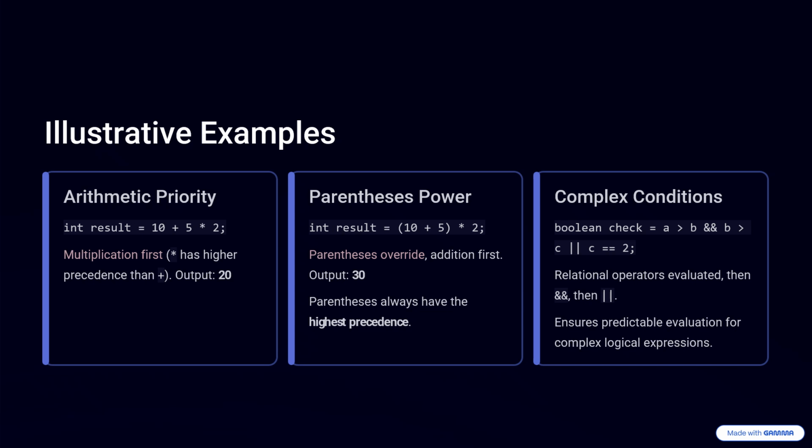First, arithmetic priority. Here, multiplication is performed before addition, so the result is 20, not 30. Second, parentheses. Here the parentheses force the addition to happen first. The result is 30. Finally, a complex condition. Here the relational operators are evaluated first, then logical and, and finally logical or. This shows how operator precedence ensures predictable results even in complex conditions.